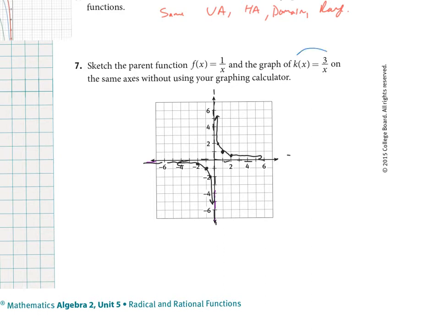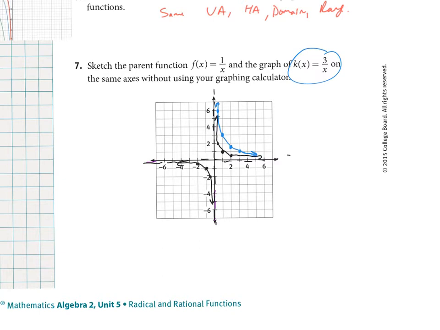And if I go to graph 3 over x, I'm going to multiply all my outputs by 3. So half comma 2 is going to go through half comma 6. 1 comma 1 is going to go through 1 comma 3. 2 comma a half is going to go to 2 comma 3 halves, or 1.5. I also know it's going to go through 3 comma 1 if I just plug 3 into the 3 over x. And I can go ahead and graph that as a gentle sloping curve.